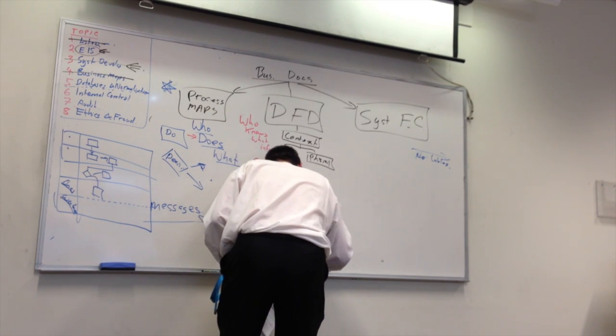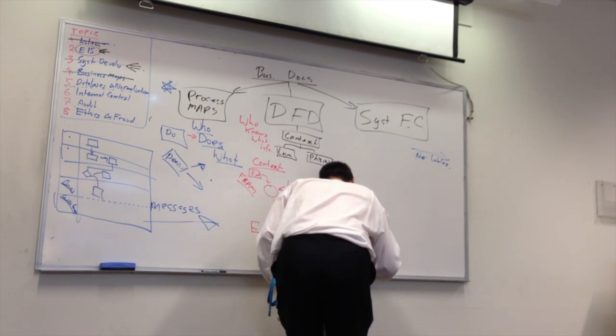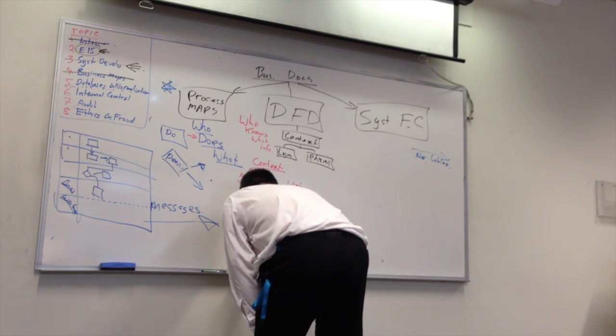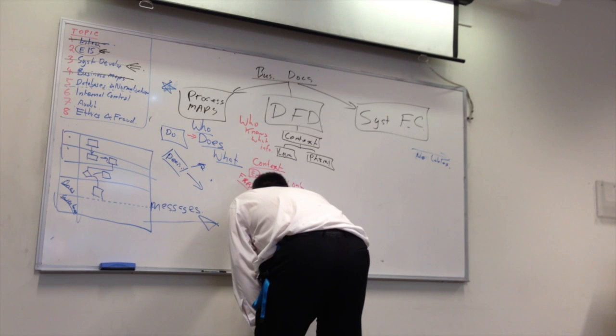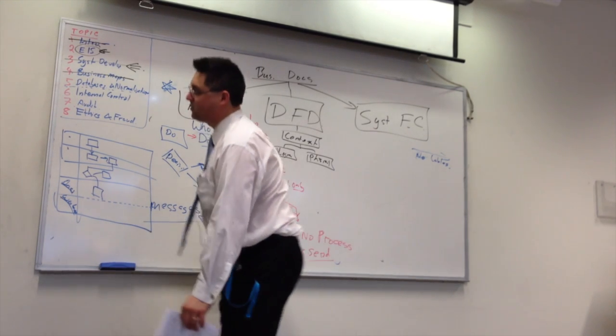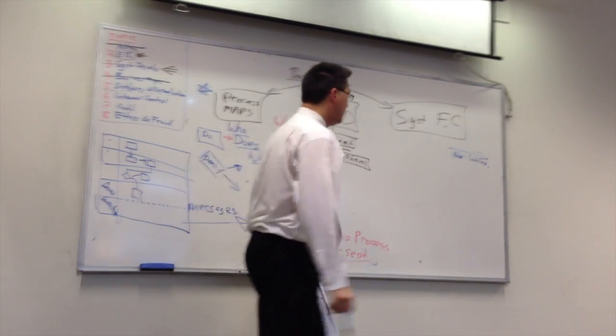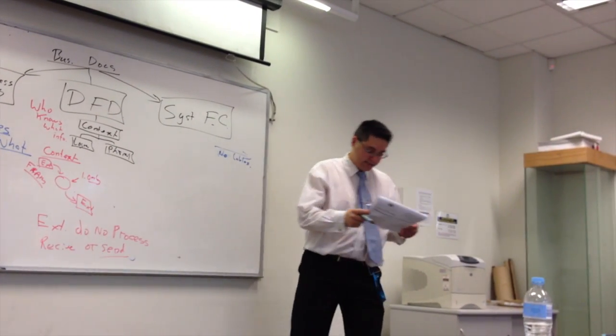So external entities do no process. They only receive or send, but they're not actually doing anything. All right, so that's the context data flow diagram.